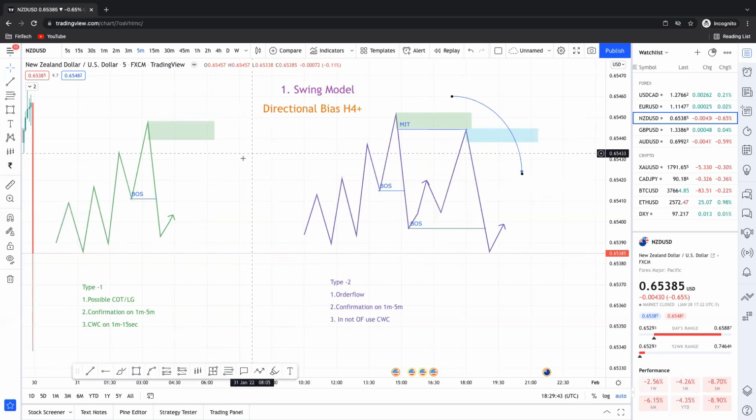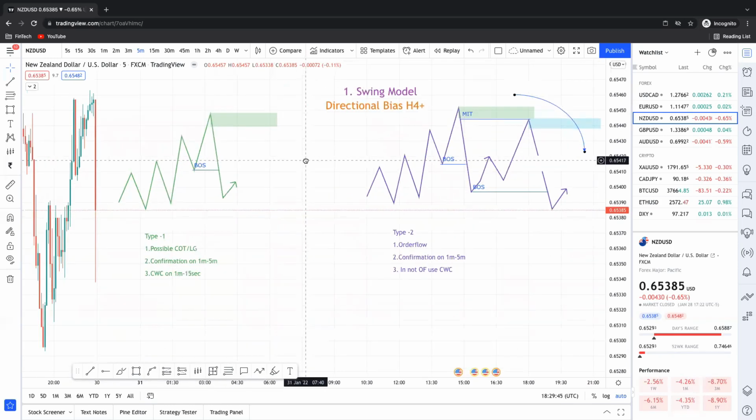But typically, the directional bias for the swing model is H4 and above. You can have H4, H10, H12, or daily.